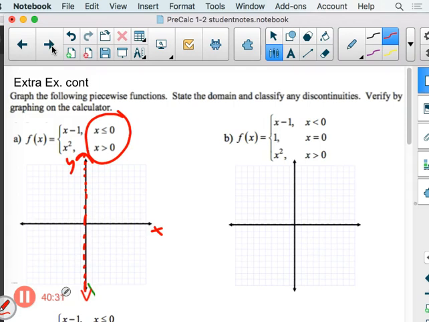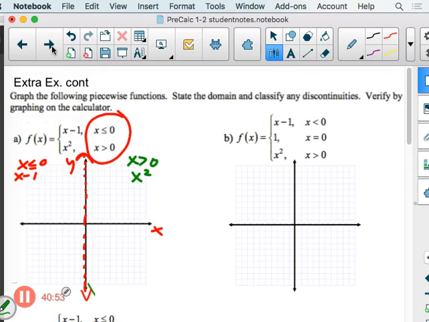So then I want to figure out, well, which one's going where? Well, this says when x is less than or equal to 0, and that's over here on the left-hand side, I'm supposed to graph x minus 1. That's what I'm supposed to graph over there. And when x is greater than 0, which is over here, I'm supposed to graph x squared.